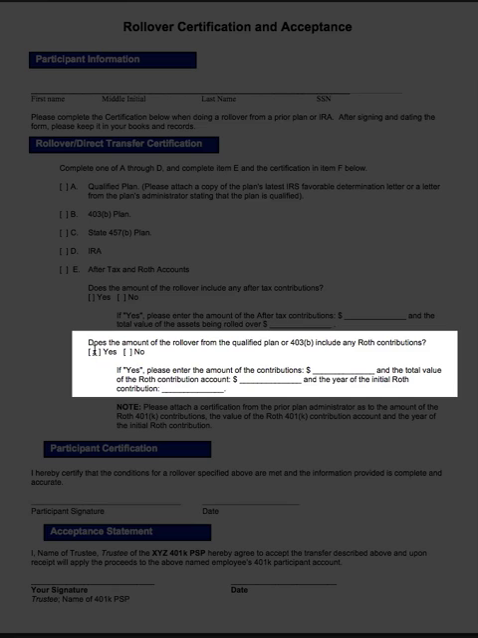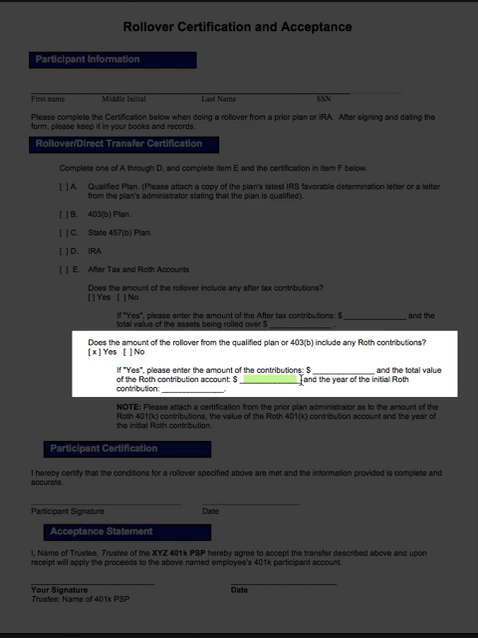So that's if it was an after-tax contribution. If it was a Roth, what you would do is you would just mark, yes, it was a Roth. And first off, they want to know what's the total dollar amount of all assets coming in. So in here would be that $100,000 going back from the previous example. And the total value of the Roth contribution account is $5,000. And then they're going to want to know what was the year that contribution was made to the Roth account. So what you would do here is put in the total value of assets coming in. Here would be the amount of the Roth contributions. And here would be the year those contributions were made.